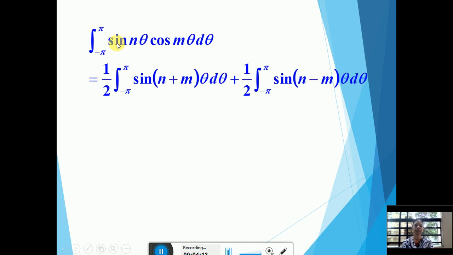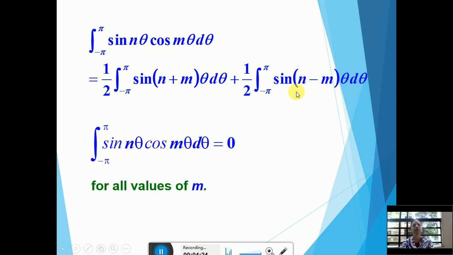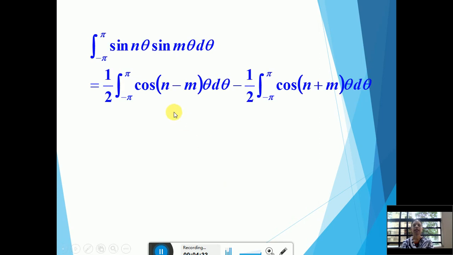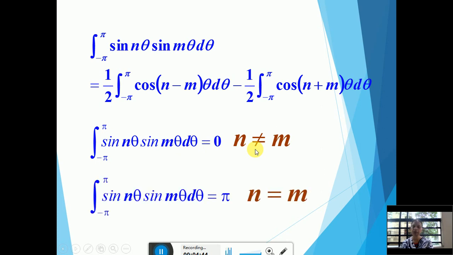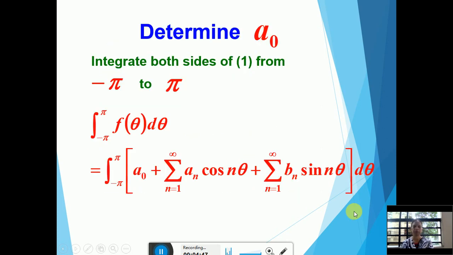Another important relation is with respect to sine. The integral of sin n theta cos m theta within the limits minus pi to pi can be written as sin of n plus m and sin of n minus m, divided by 2. Integrate it, and this is 0 for all values of n and m, whether they are equal or not. And sin n theta sin m theta is written in terms of cos of n minus m and cos of n plus m. Integrate them; there is a minus sign in between. This is 0 when n is not equal to m, and it is equal to pi when n is equal to m. So with these values, let us see how we determine the coefficients of the Fourier series.